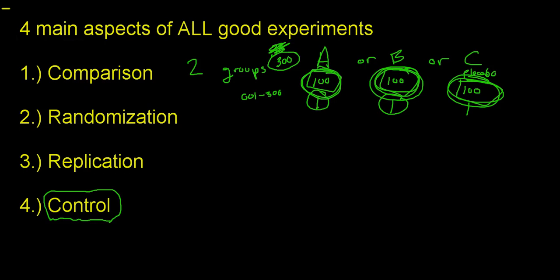So I can control that. No matter what group you're in, you're taking a 50 milligram pill. Well, except for the placebo, who I know takes no pill. By the way, using a placebo is a form of control because when you're working with human beings, that's when we establish the placebo effect.